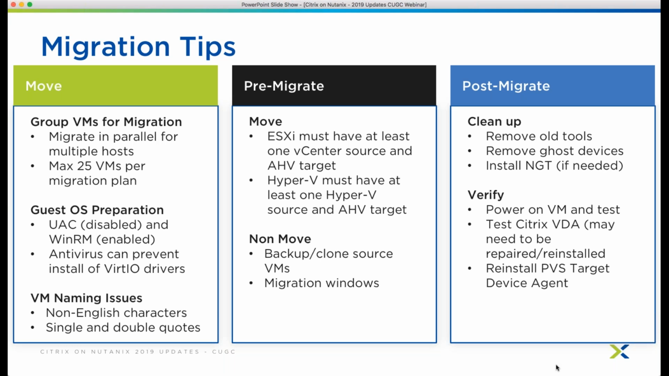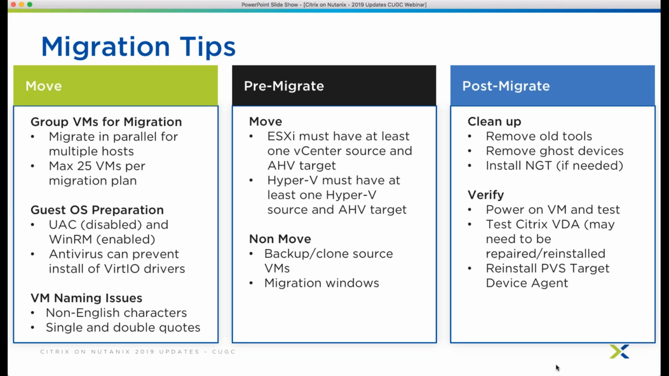And then just make sure that for VM naming, there are no non-English characters, and single and double quotes aren't in the VM name. For pre-migrate, for ESXi, it has to be a vCenter source and then at least one AHV target. For Hyper-V, direct from the host or direct from the cluster, so you don't need VMM, over to the AHV target. If you're doing non-Move, like the manual process for XenServer, for example, or P2V, just make sure you do a backup and look at migration windows too, because when you're doing that copy in XenServer, you're going to have to power down that VM and do that copy. So make sure you have migration windows there.